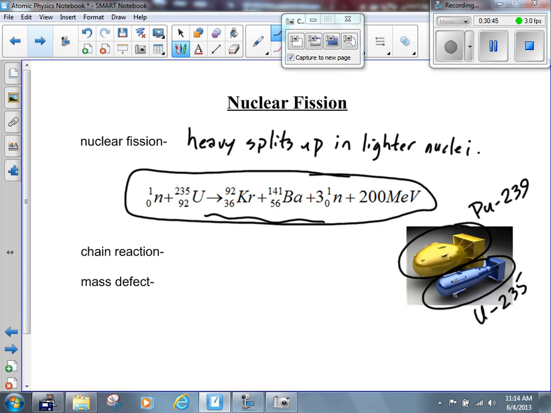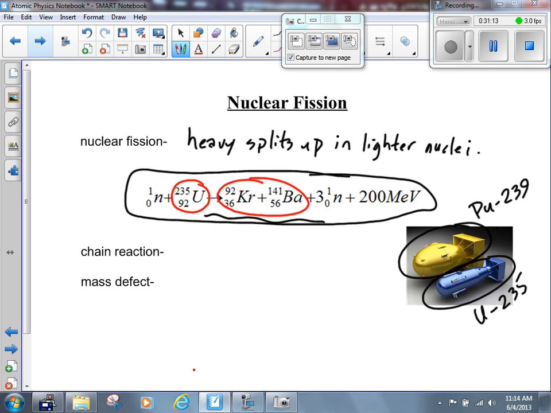uranium-235. This would be a uranium-235 fission reaction. In this case, you can see that uranium, the one heavy nucleus, is splitting up into krypton and barium, two lighter nuclei. Now, understand that uranium-235 will decay on its own eventually, but we don't want to wait for that to happen in the case of nuclear fission. So we prompt it to happen. We kind of kickstart it. We do something to make it happen.